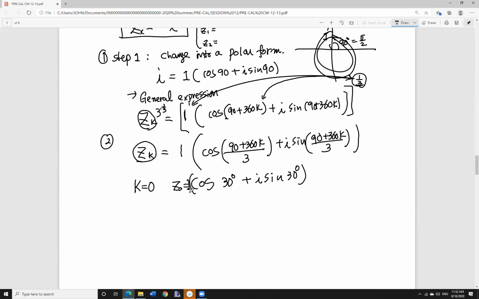It doesn't matter. 1 is 1, right? What is the value of cosine 30? Do you remember? You can use it right over here. Cosine 30 is over here.